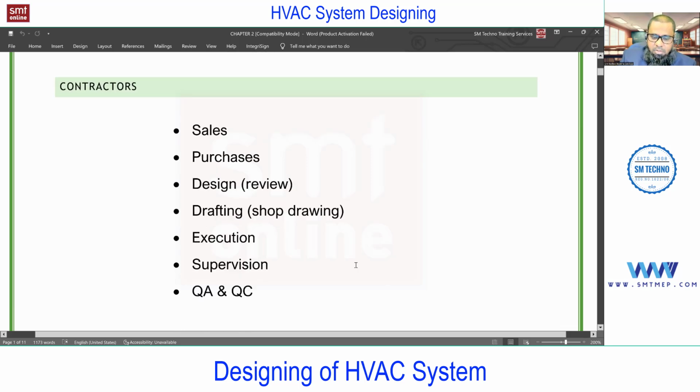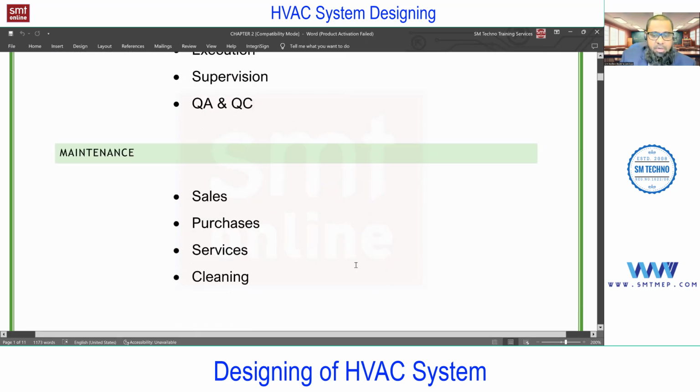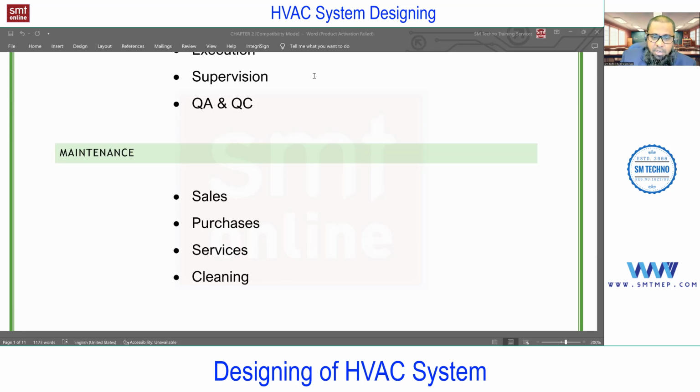So it's a big process for a big project. For a small project, things are not that complicated. So we'll try to understand the process of these services, the designing and the execution, in actual practice in this session. Similarly, you'll find a separate maintenance company, or the contracting company may take the maintenance. Generally, in actual practice, the contractor who completes the job or the installation will take care of the maintenance also.